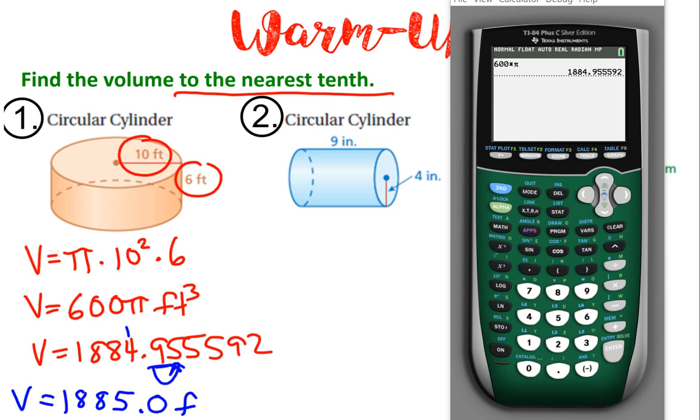1,885.0 cubic feet. Now sometimes students will say to me, do I need to write that 0? And the answer is technically yes. They did ask you to round to the tenths place, so you need to have a digit in the tenths place.